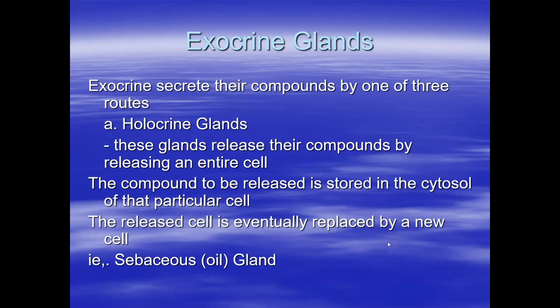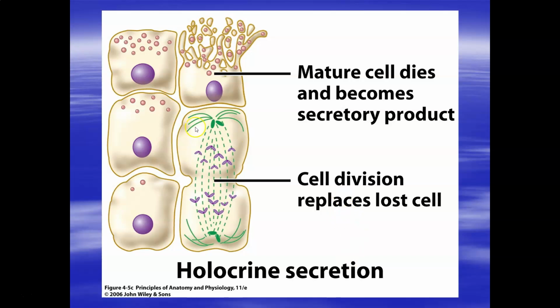Exocrine glands secrete their compounds by one of three routes. The first is called a holocrine gland, and this is a gland that releases their created compound by releasing an entire cell into the duct. The compound to be released is stored in the cytosol of that particular cell, and then the released cell is eventually replaced by a new cell, and this is how you express oil in your oil gland.